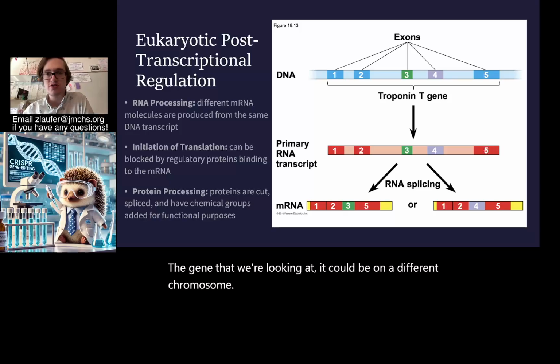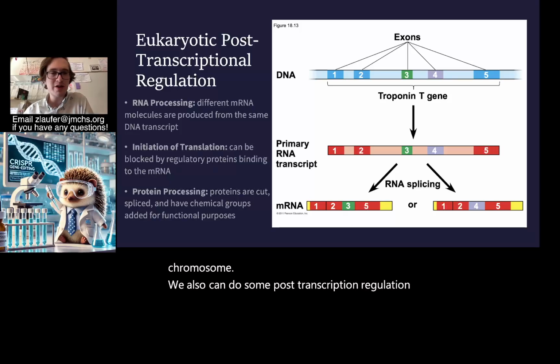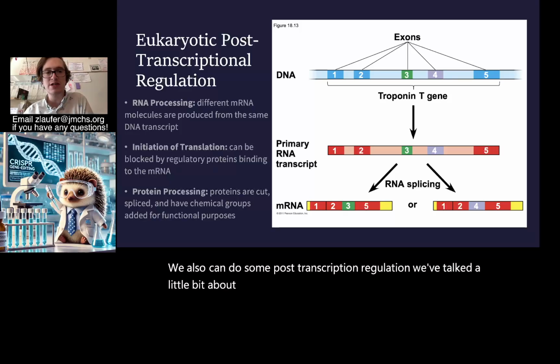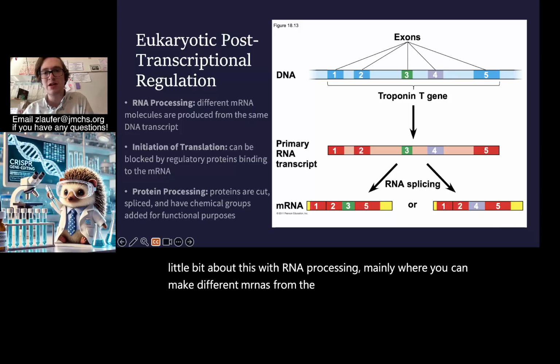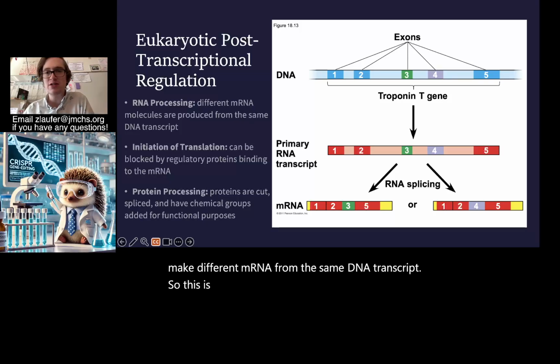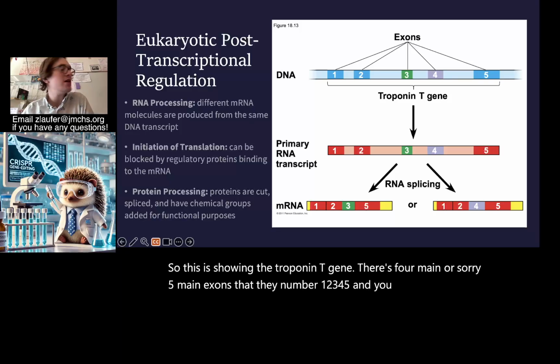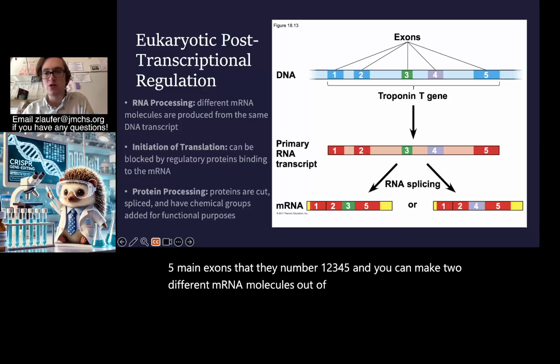We also can do some post-transcription regulation. We've talked a little bit about this with RNA processing mainly, where you can make different mRNAs from the same DNA transcript. So this is showing the troponin T gene. There's 5 main exons that they number 1, 2, 3, 4, 5, and you can make 2 different mRNA molecules out of it, depending on which one you keep.